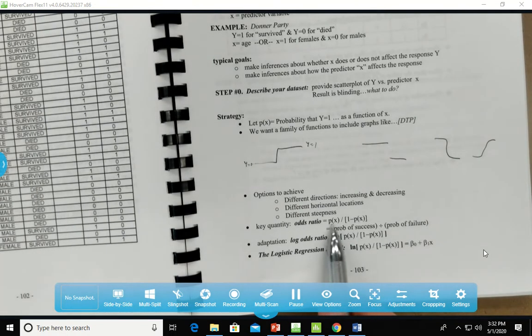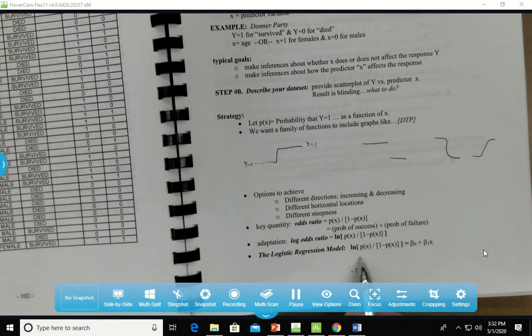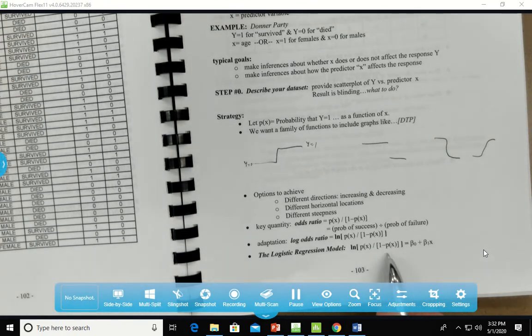So we're going to use the odds ratio, the probability of success divided by the probability of failure, and we're going to take the natural log of that. What this tells us is that if we fit this natural log expression with a line, we get beta naught plus beta 1 x. This is the logistic regression model. We fit not to the original data points, but we take the natural log of the probability of success over the probability of failure and fit a line to it.